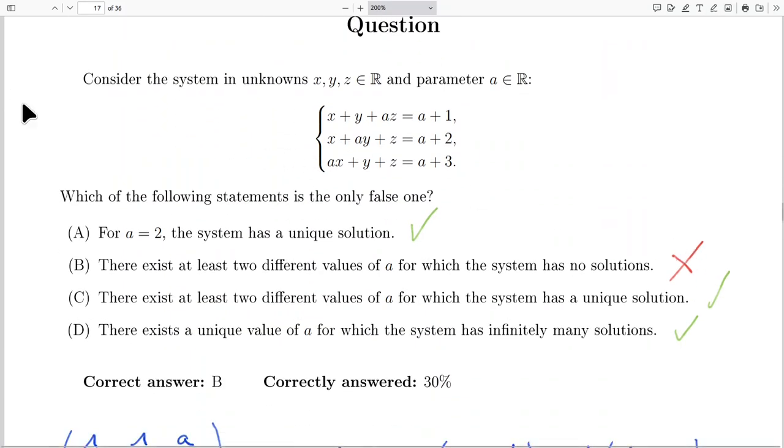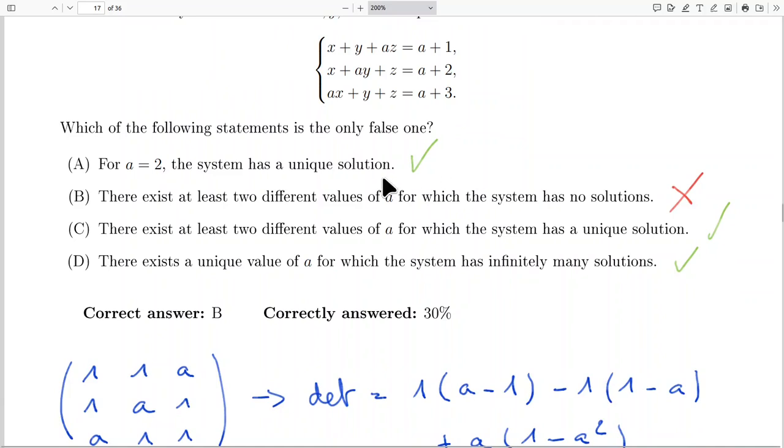So the question is: consider the system in unknowns x, y, z, elements of R, and parameter a, element of R. x plus y plus a times z is a plus 1, x plus a y plus z is a plus 2, and ax plus y plus z is a plus 3. Which of the following statements is the false one? And then it's about unique solutions and different values for a.